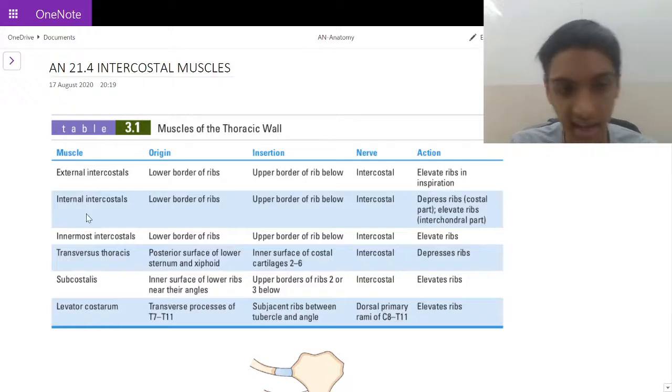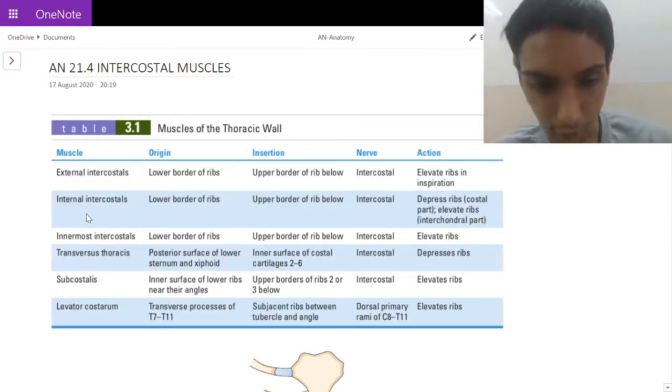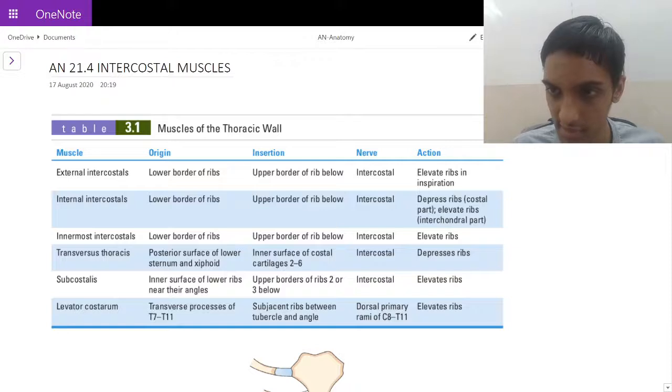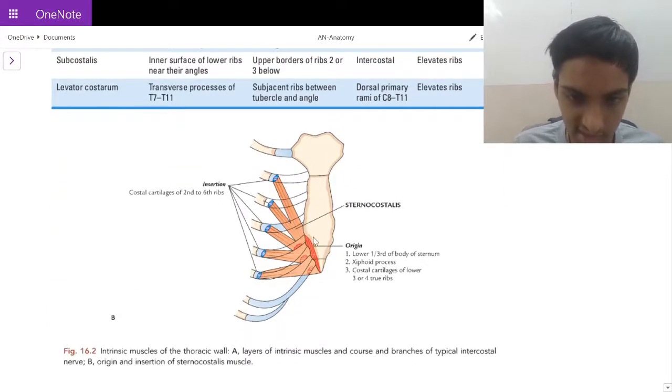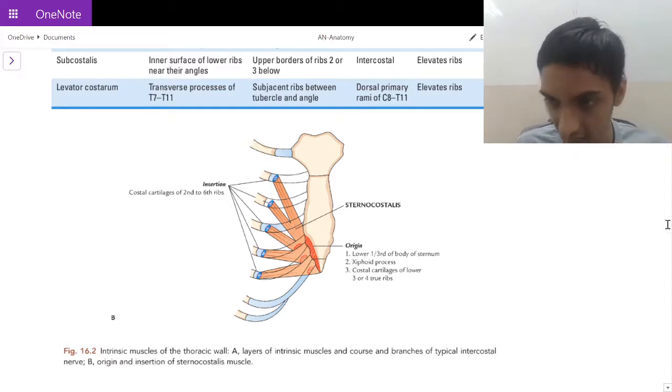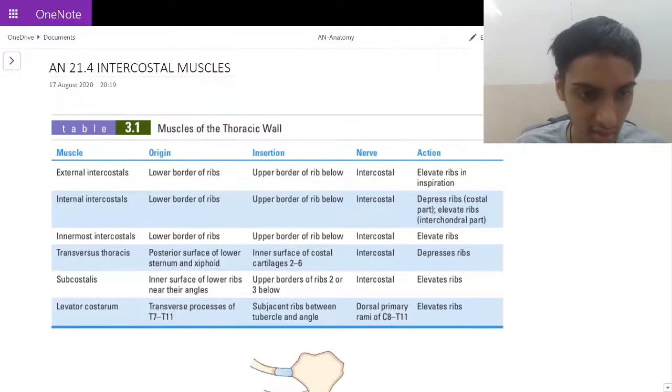So external, internal and innermost intercostal come from the lower border of the rib and go to the upper border of another rib. Coming to transversus thoracis or the sternocostalis, from the lower body of the sternum and the xiphoid process. Here we can see this is the 1/3 of the xiphisternal joint, and it is inserted into the costal cartilage, that is the second and the sixth rib. Subcostalis is at the angle of the rib and below the second or third ribs.